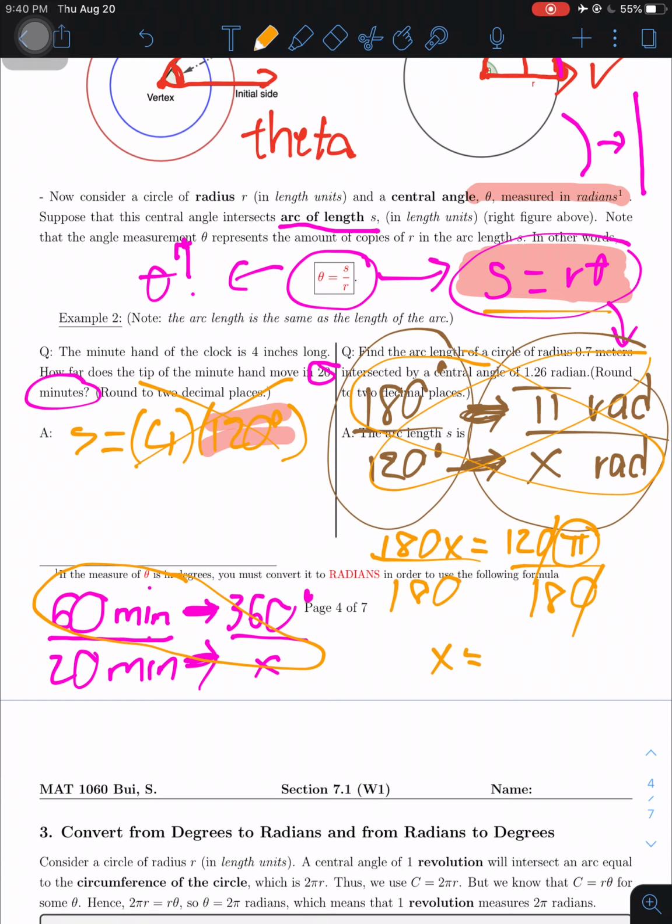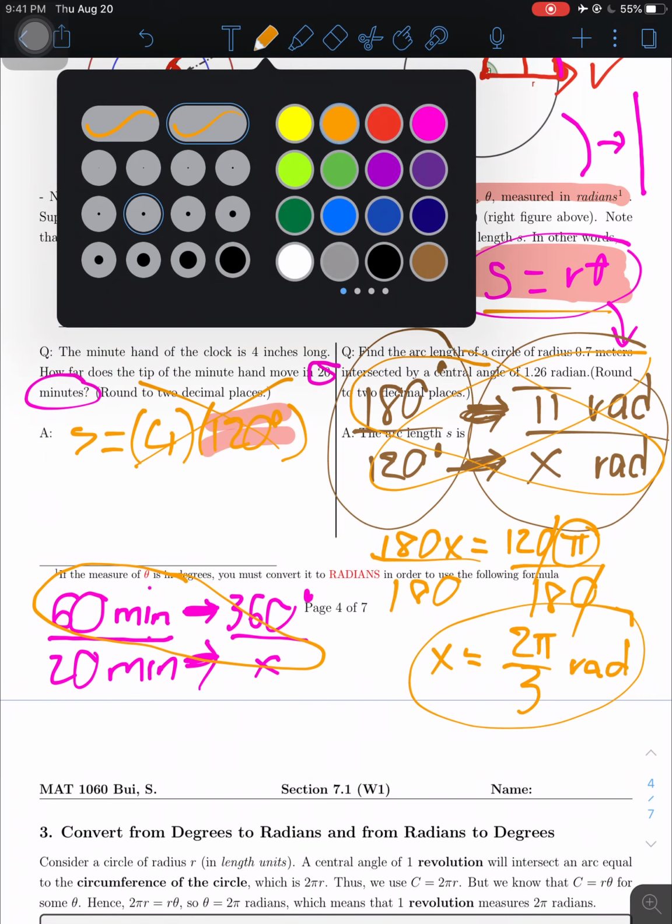For 12 and 18, 6 can go into there. So 12 divided by 6, we have 2, and then 18 divided by 6, we have 3. And then make sure you rewrite a pi in here because we never like touch it, right? So 2 pi over 3, this is in radian, right? So now that the theta is in radian, we can use the formula again, right?